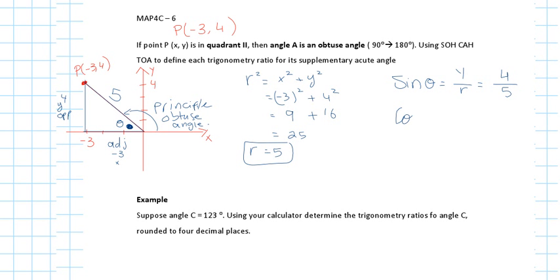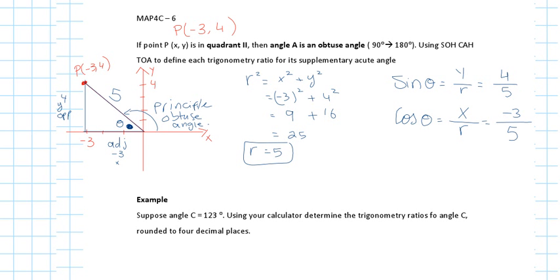Cosine is what in this case? Positive or negative? Negative. Did I know that? Yes. Because I knew that my obtuse angle is going to give me a cosine of negative. Because x is negative, I'm proving it to you that yes, when it's obtuse, my cosine ratio is going to end up being negative.